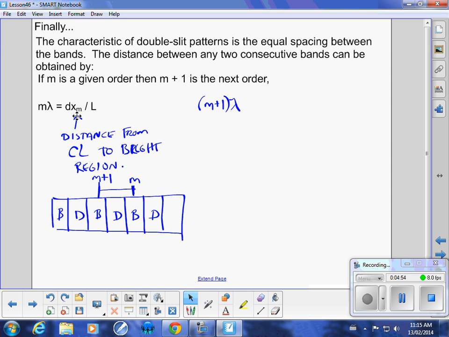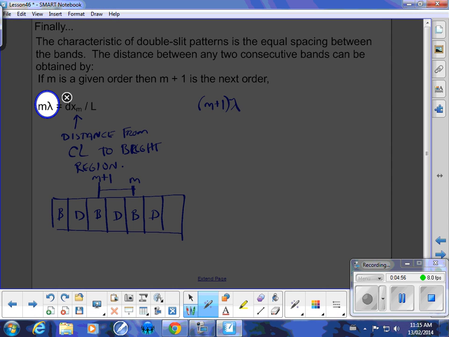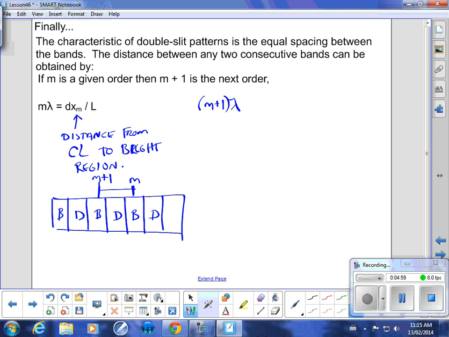So I'm looking at the right side of my equation right now. And if I subtract m lambda, I'm going to be able to find this distance right here. If I do the same process to the right side, I know I'll have d and then subscript x m plus 1 over L, which is a constant, minus d x m over L. So I'm looking at the m plus first, the next bright region, subtracting the current one.